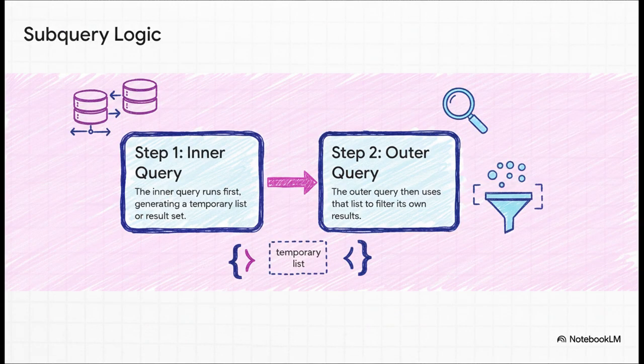So here's how it plays out. It's like a two-act show. First, the inner query, the one inside the parentheses, runs. It does its job and generates a temporary list. In our case, a list of the top 100 customer IDs. Then, the second act begins. The outer query runs, and it uses that list to filter its own results, basically saying, hey, only show me stuff for the customers who are in this specific list.